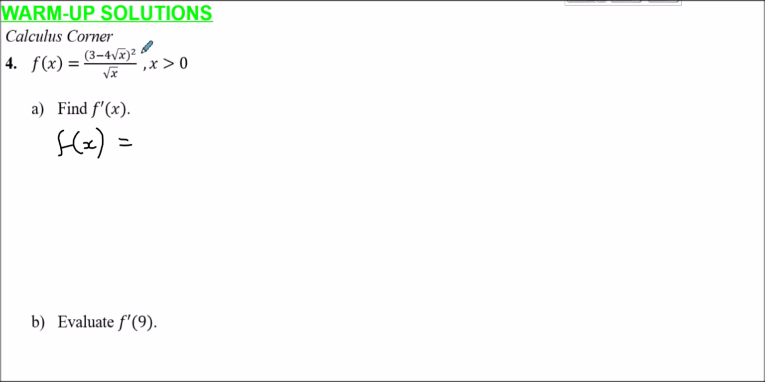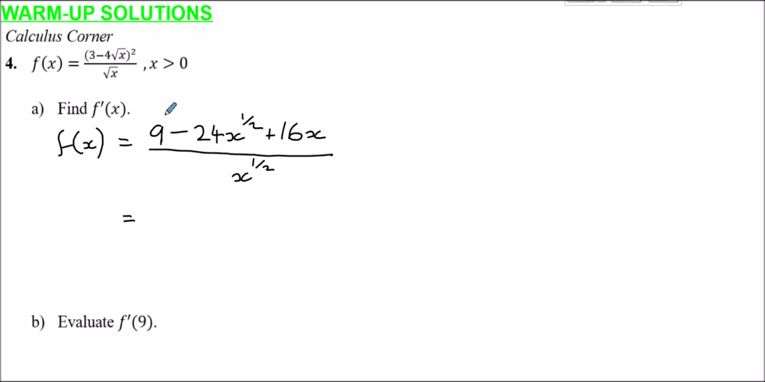So here, if we square this bracket, we'll have 3 squared, which is 9. Double the product, so 3 times minus 4 is minus 12. Double it, that'll give us minus 24 lots of root x, which is x to the power half. And square the last term. 4 squared gives us positive 16. Root x all squared just gives us x. And all of that is going to be divided by square root of x, which is the same as x to the power of a half.